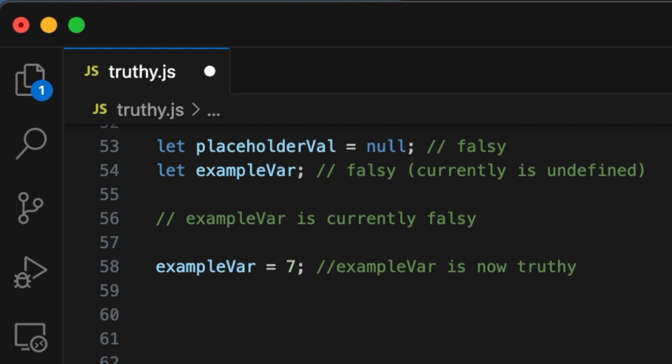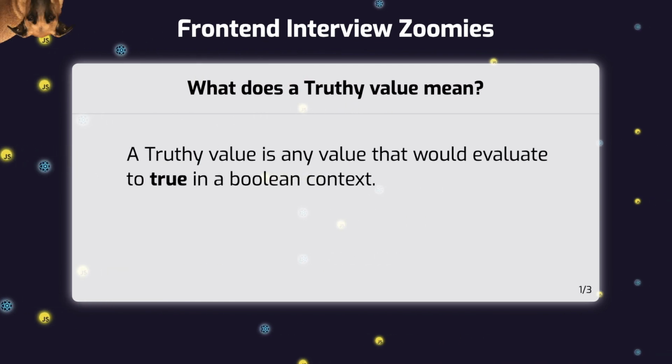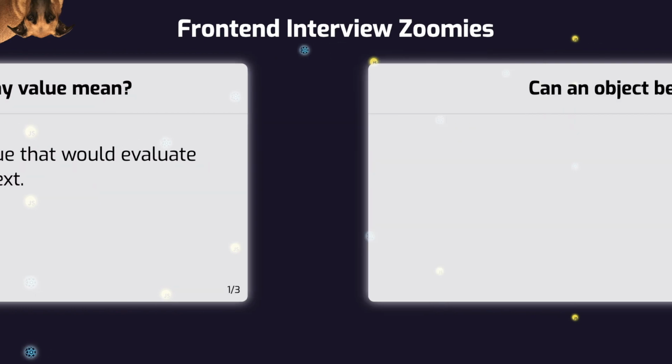So if we hoist a variable and check a condition, it'll be falsy until it is declared to a truthy value. All right, so on to some theoretical questions. What does a truthy value mean in the context of JavaScript? Well, it is any value that would evaluate to true in a Boolean context.